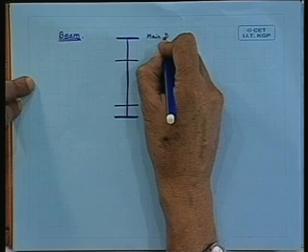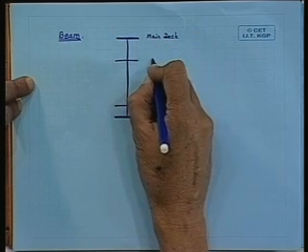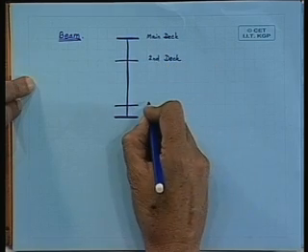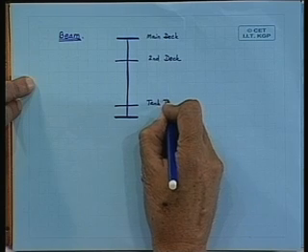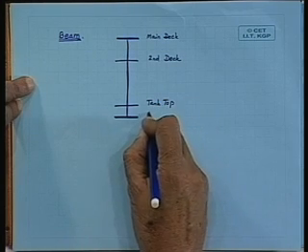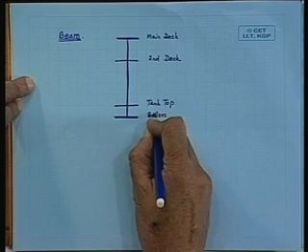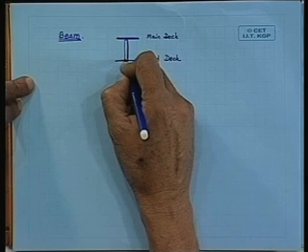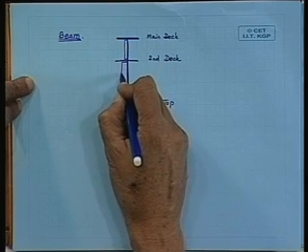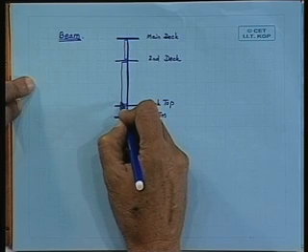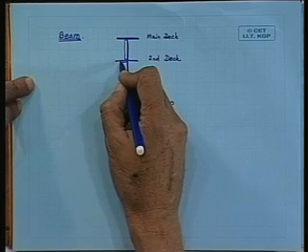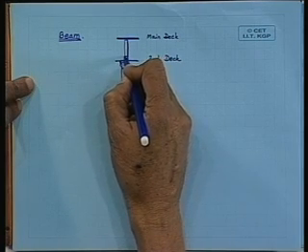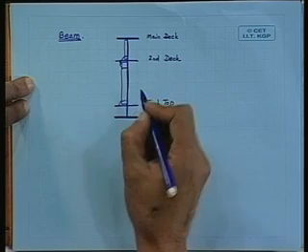Say main deck, second deck or lower deck, tank top and bottom. The stiffener here, put brackets here. Okay.